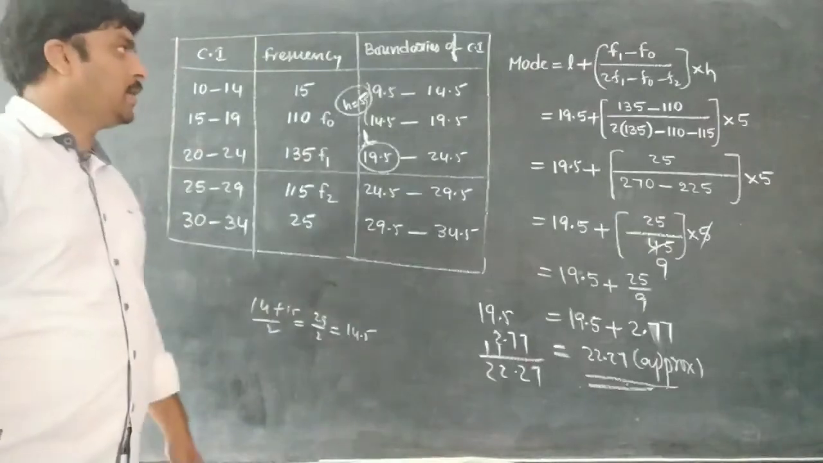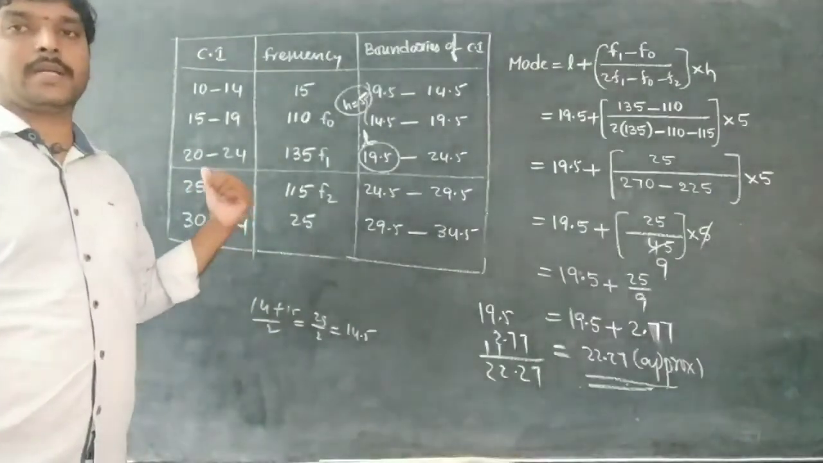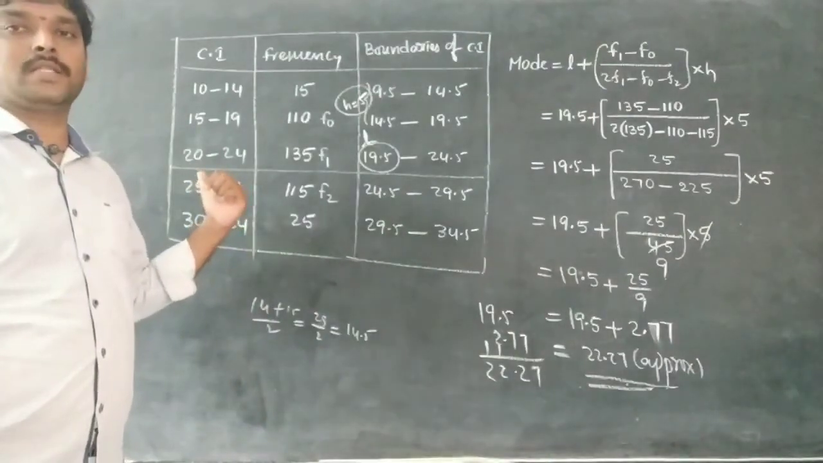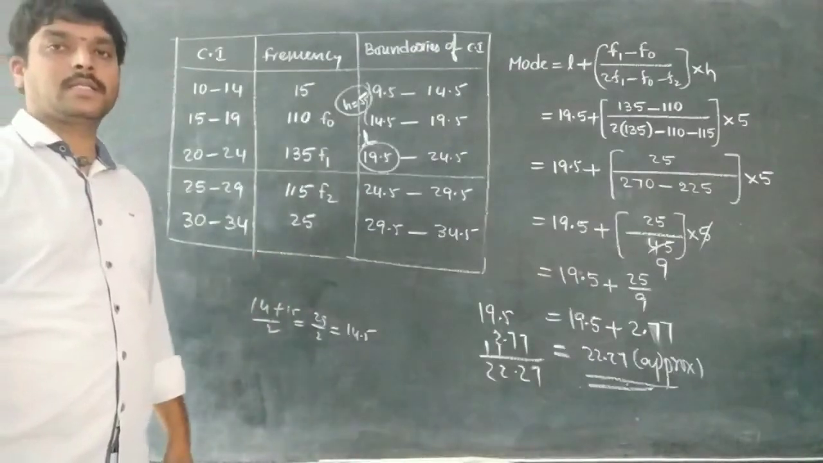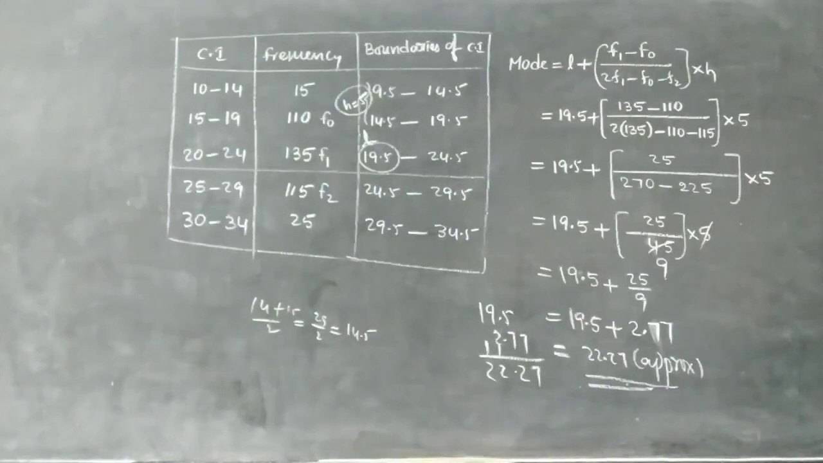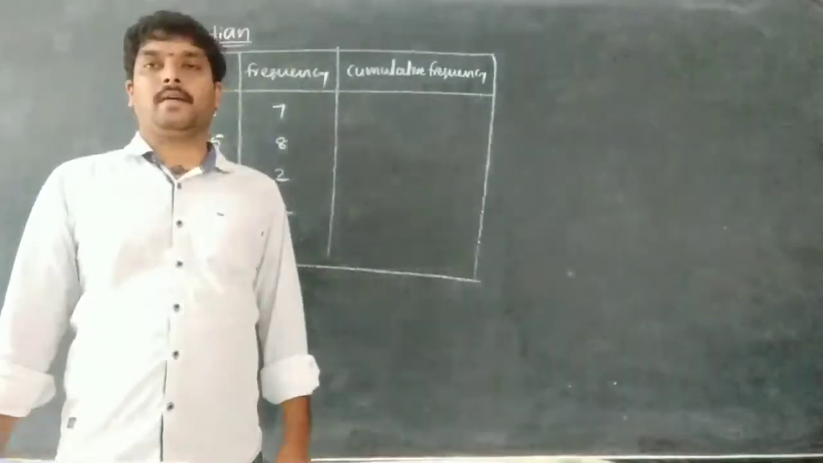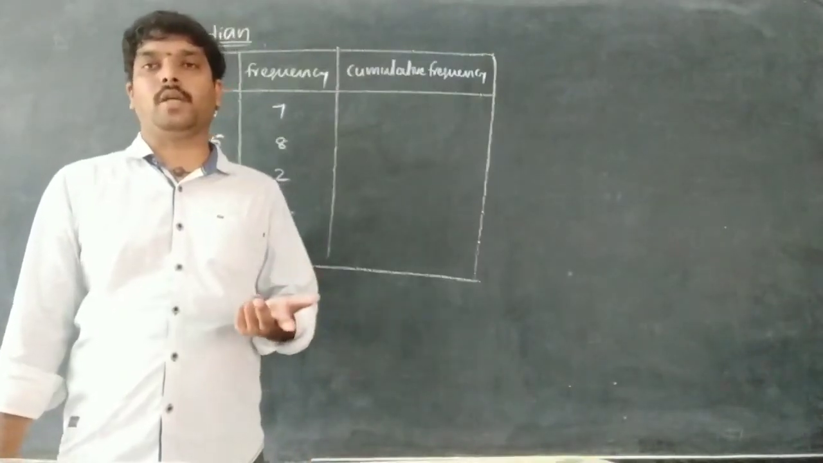This is finding mode for inclusive class intervals, not exclusive. They are inclusive class intervals. Okay, mode is completed. Next we will discuss median, the median of the given data. This is the last central tendency value. Mean already we did. Mode is also over.